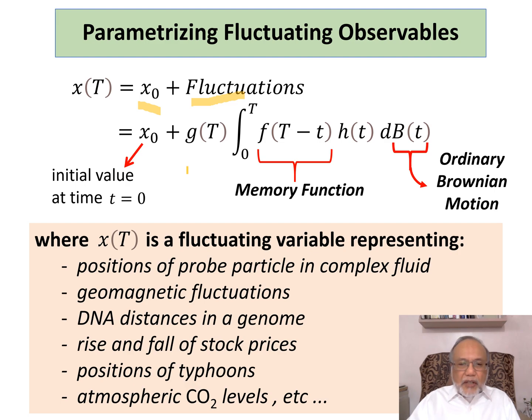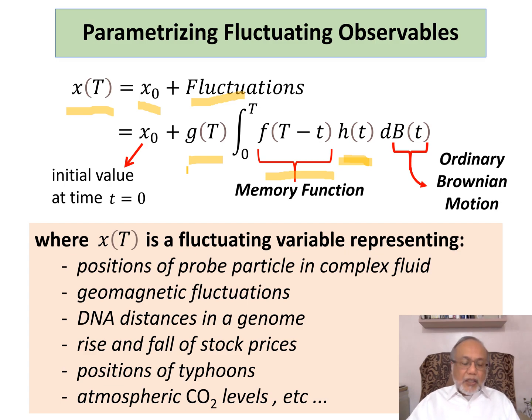There are three functions here. You have the g function, which regulates and modulates the amount of fluctuations. It's outside the integral. Then we have a memory function, f. We have a time-dependent window, h function, and this g, f, and h, all of them modify an ordinary Brownian motion. And the x of t would stand for any fluctuating measurable observable that you are dealing with.